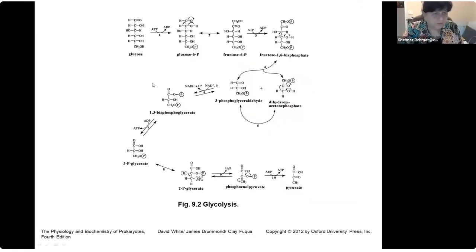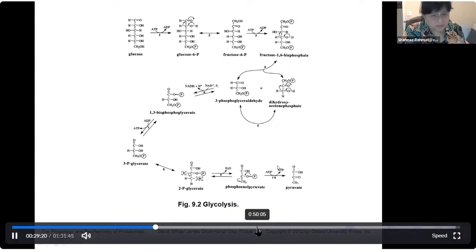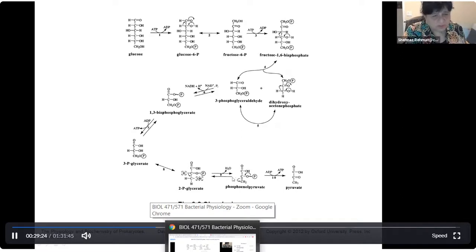Another version of it, if you want to look at it, and this agrees with you, again: glucose to glucose 6-phosphate, fructose 6-phosphate, then fructose 1,6-bisphosphate, then the two alternate ones, glyceraldehyde phosphate and dihydroxyacetone phosphate, and then again some steps of electron carriers coming in, and eventually coming down to pyruvate. And here is your very important compound called phosphoenolpyruvate.